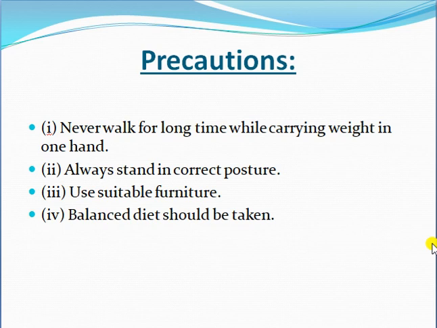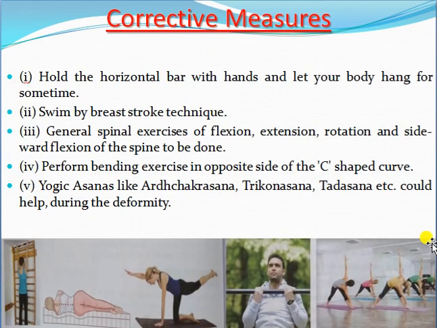Precaution: don't walk for a long time while carrying weight in one hand. Always stand in correct posture, use suitable furniture, and take a balanced diet. Corrective measures: hold the horizontal bar with your hands and let your body hang for some time like this, or you can hang with open hands also. Swim by the breaststroke technique, it also helps.